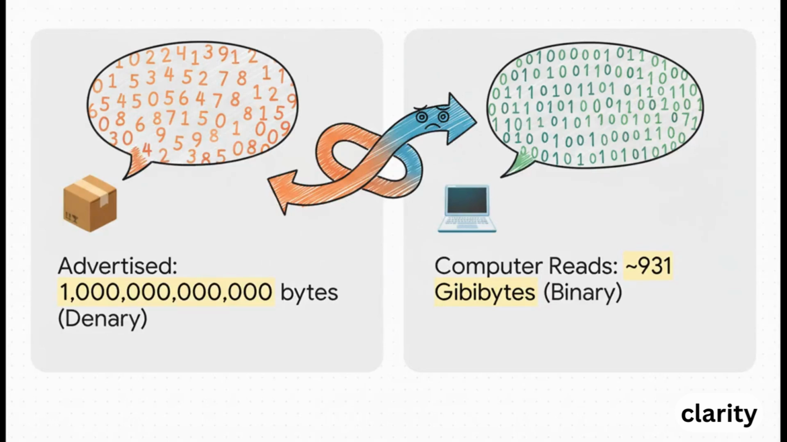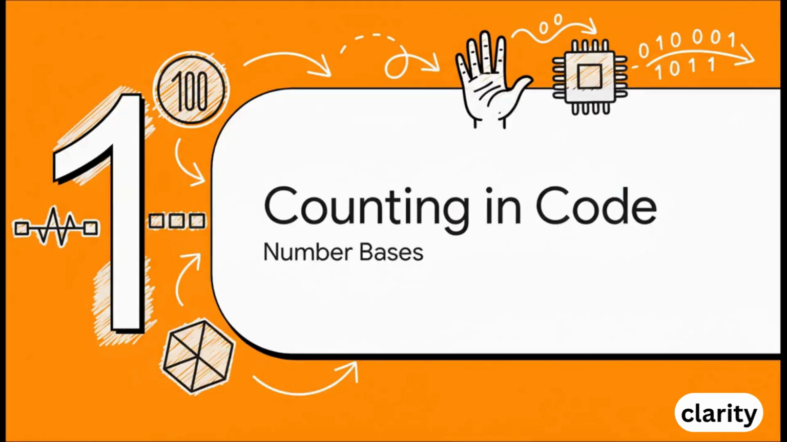Well, here's the good news. You haven't been ripped off. The space isn't actually missing. The whole issue is basically a translation problem. It turns out that hard drive manufacturers and your computer's operating system are speaking two completely different languages when it comes to numbers. To really get to the bottom of this, we first need to understand how we, as humans, count versus how a computer does it.